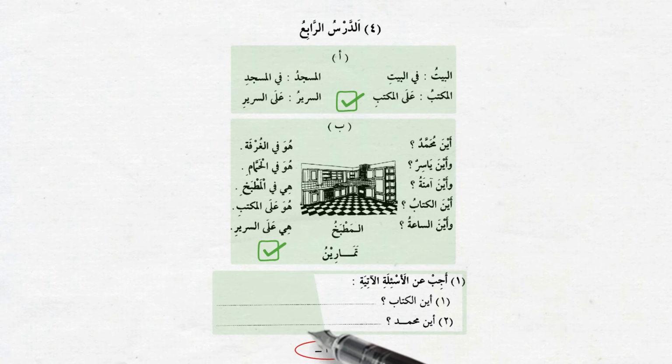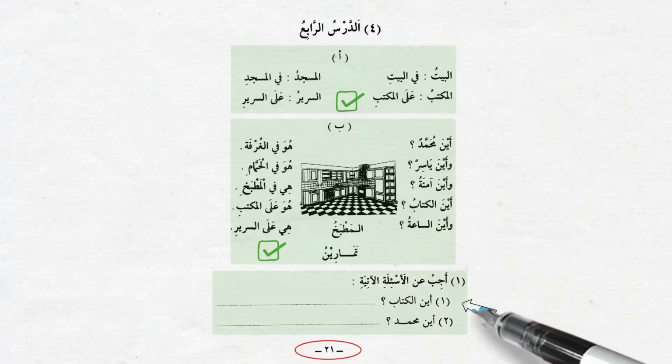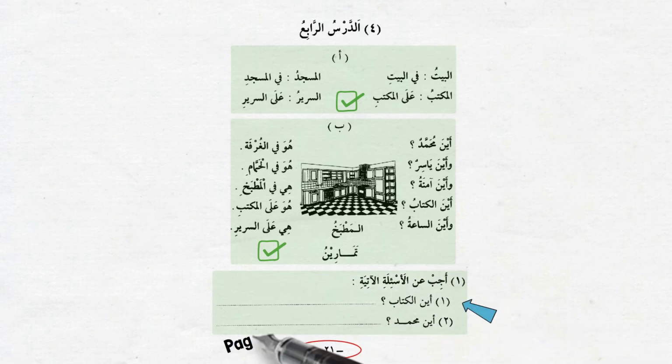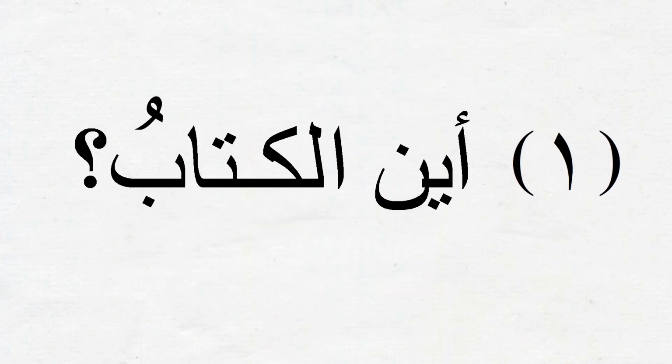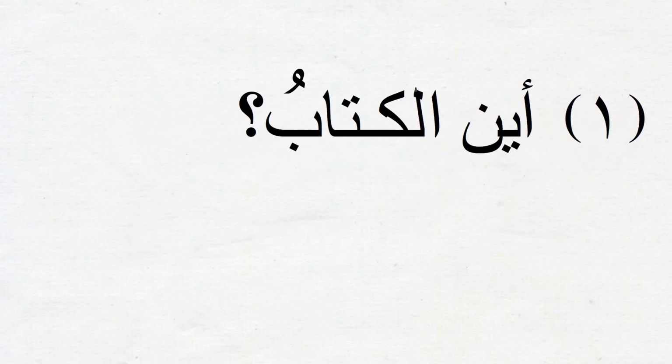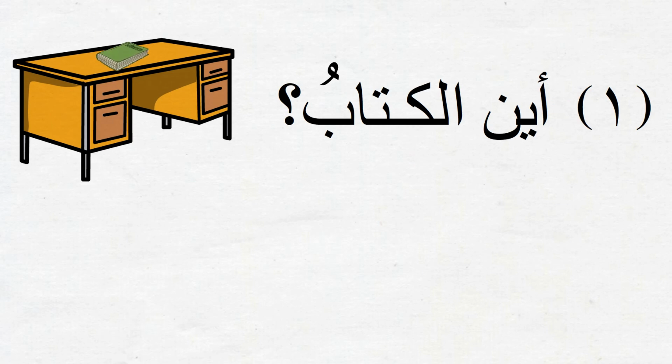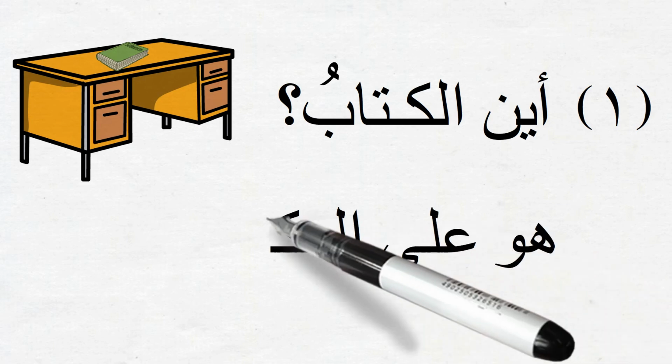Let's start doing the exercise 1 now. We need to answer the questions here. Let's try to answer based on what we read in the examples above. I will show you pictures to give a hint, okay? The first question is أين الكتاب? Where is the book? How do we answer? It looks like the book is on the desk. So we should say هو على المكتب.